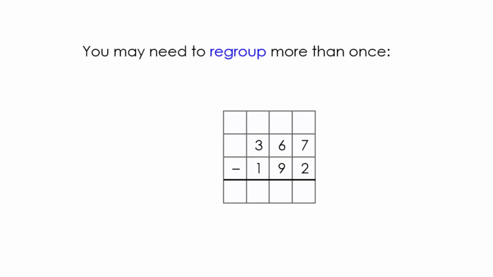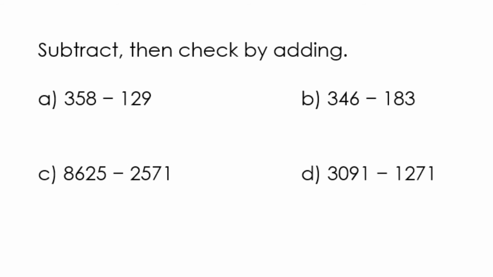So you may need to regroup more than once. So let's see what happens here. 7, take away 2. This works. Now the 9 cannot be taken away. You cannot do this. So you borrow from here. Turns that into a 16. 16 minus 9 is 7. 2 minus 1 is 1. So let's see if you have to regroup more than once.